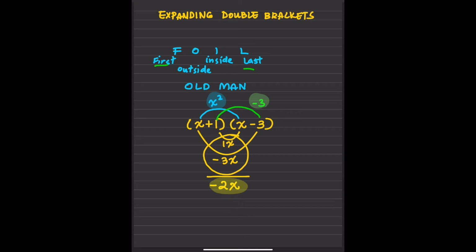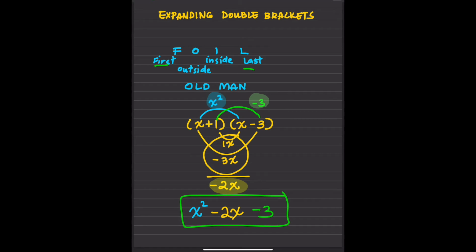So the first term is x squared. The second term is minus 2x. And the third term is minus 3. So that's using the FOIL or the old man method to expand double brackets. Now, there's another way, and I call it the grid method.